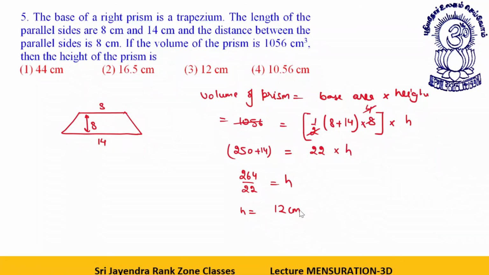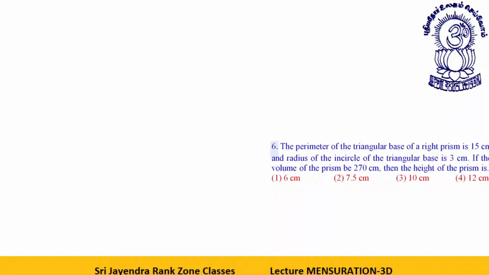How can you do it? You can read it as 220 plus 44 divided by 22. So h is equal to 12 centimeter. Am I clear? Let's proceed to the next one.